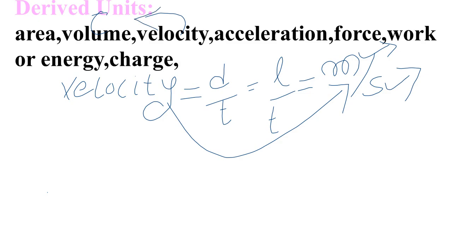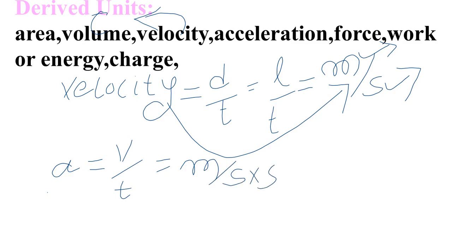Next one is acceleration. Acceleration means velocity by time. What is the unit of velocity? Meter per second. What is the unit of time? Second. So meter per second square is the unit of acceleration.